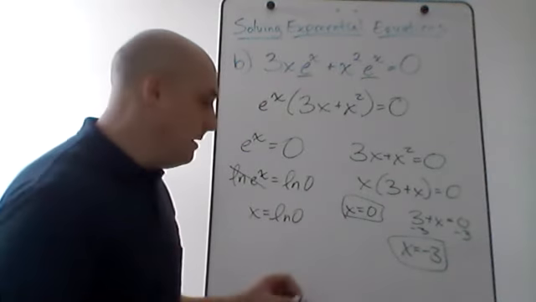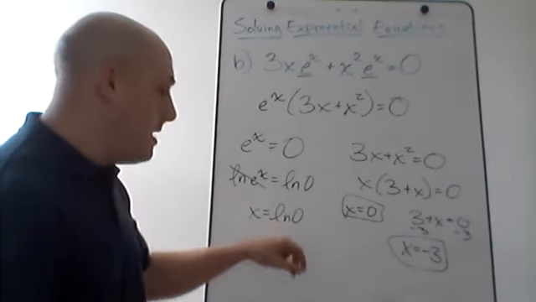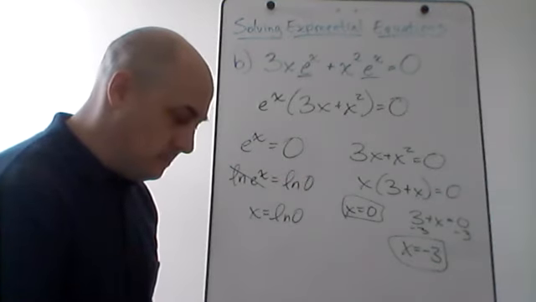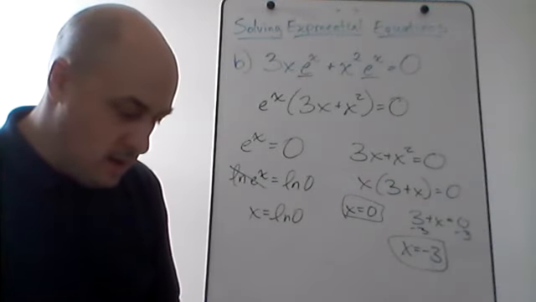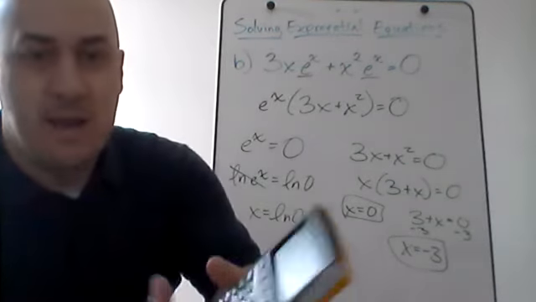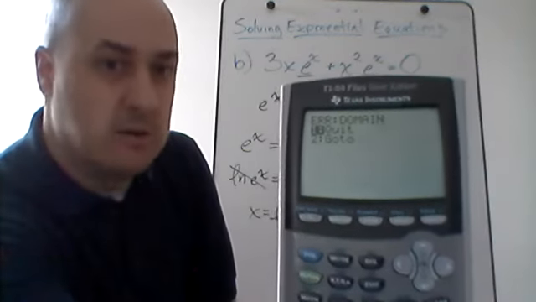Now, a warning bell should be going off in your head right now. What is the natural log of 0? Let me type that again. So if I have natural log of 0, and I type that in my calculator, I get error domain.